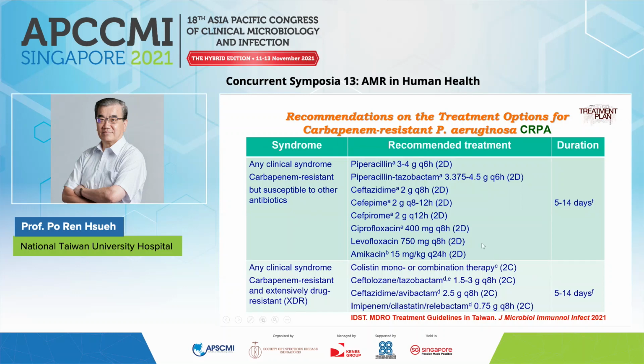For carbapenem-resistant Pseudomonas aeruginosa, for MDR and XDR, we made some recommendations. For MDR, it depends on the agent we choose with in vitro susceptibility. For XDR, we have quite few drugs available, so it is always colistin mono or combination therapy. Or we can use ceftolozane-tazobactam if the XDR Pseudomonas aeruginosa is susceptible to it. We can also choose ceftazidime-avibactam or other relevant agents depending on in vitro susceptibility of the XDR Pseudomonas aeruginosa.